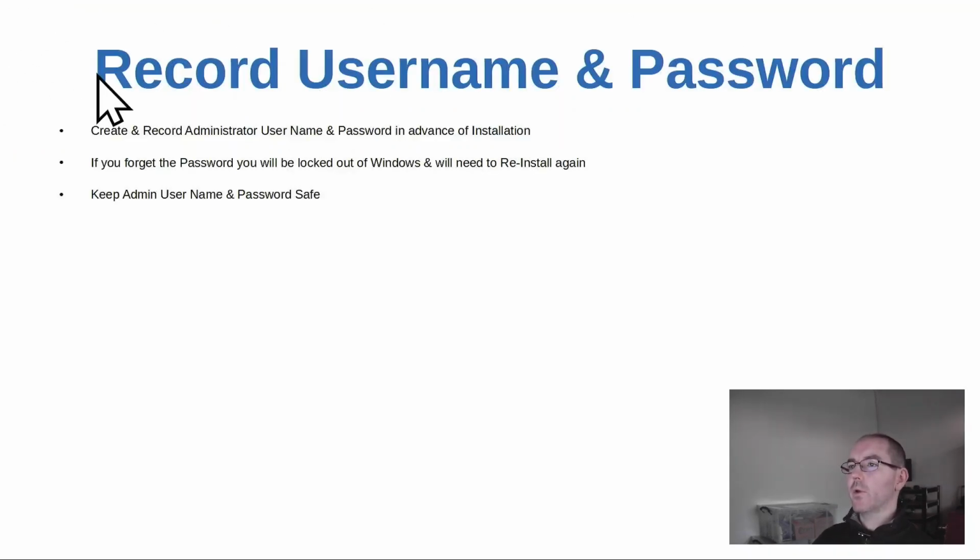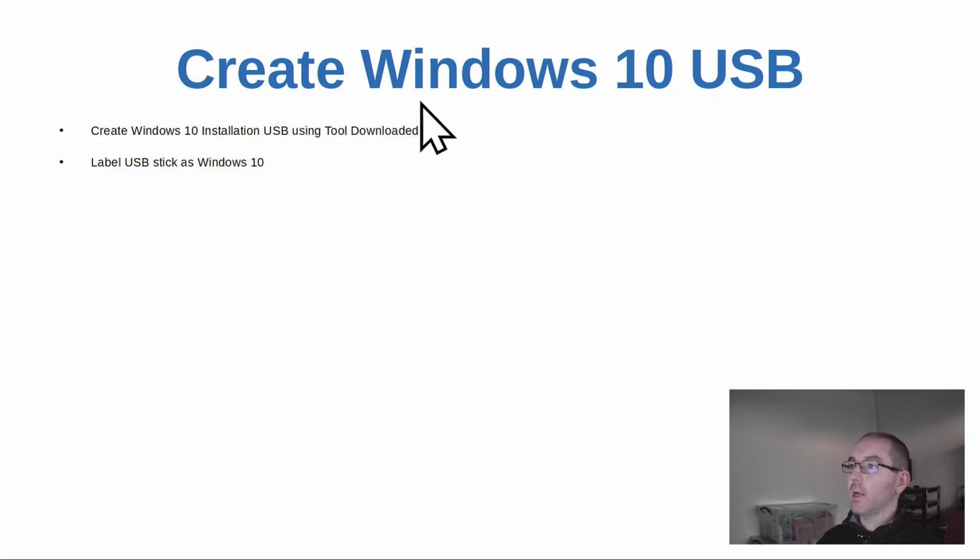Yeah, so record your username and password that you'll be using on your Windows 11 installation, because if you forget it, you're going to have to reinstall Windows 11. So create and record the administrator username and password in advance of installation. If you forget the password, you'll be locked out of Windows and you'll need to reinstall again. Keep the admin username and password safe. Absolutely top tip, because I've had to reinstall Windows 11 several times because I forgot the password shortly after I installed Windows 11.